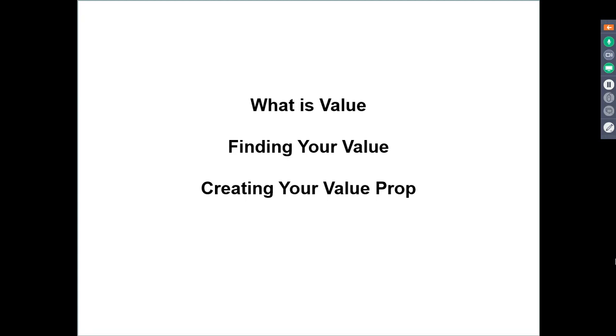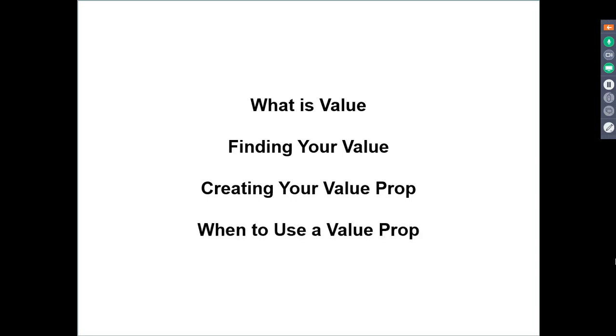Then we will go through examples of value propositions that you can use. Basically, we're going to talk about creating your value proposition, so I'll actually give you some templates of value propositions that you can plug the value that you're able to figure out in the previous step into, and you can then use those as your value proposition.